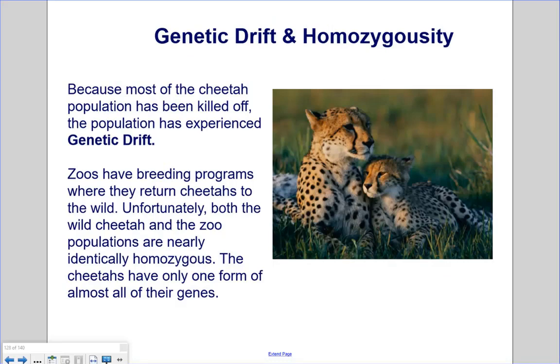Genetic drift and homozygosity. Because most of the cheetah population has been killed off, the population has experienced genetic drift, more specifically a bottleneck effect. Zoos have breeding programs where they return cheetahs to the wild. Unfortunately, both the wild cheetah and the zoo populations are nearly identically homozygous. The cheetahs have only one form of almost all of their genes.